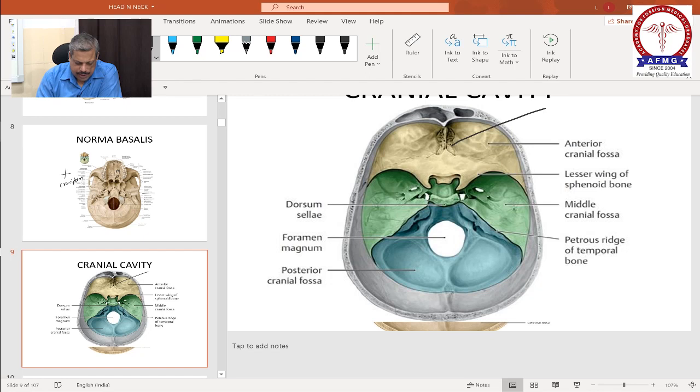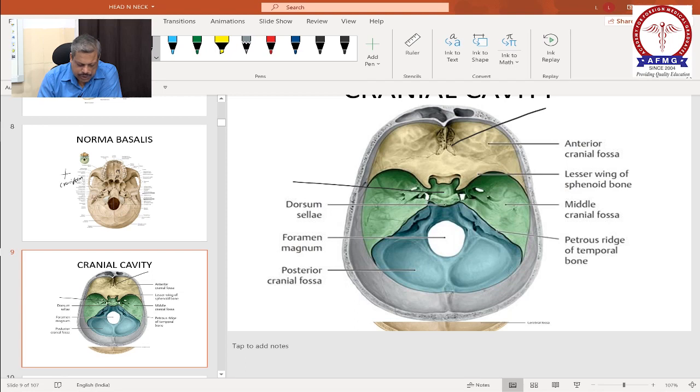Now come to the middle cranial fossa. This is the body of the sphenoid, and within this body there is one fossa. This fossa is known as the pituitary fossa, or hypophyseal fossa, or sella turcica. The question is often asked regarding where the pituitary gland is present. The pituitary gland is present here. Clear? Now see, just lateral to the body of the sphenoid, this opening is present.